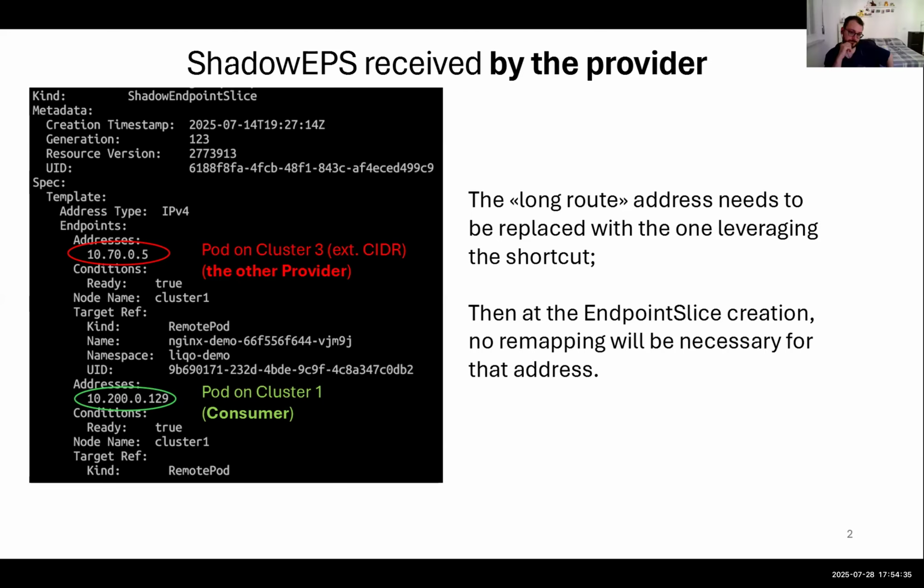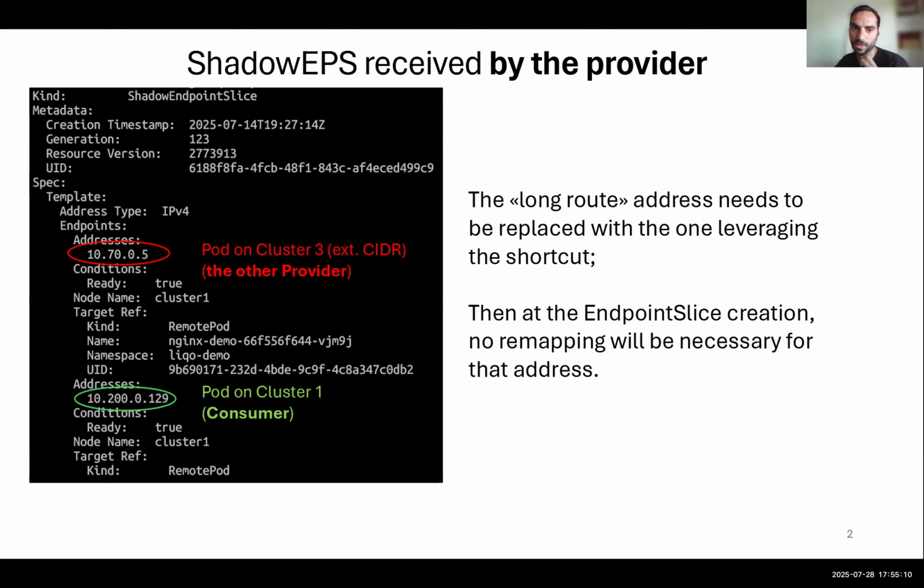I remind you that the topology is made by a consumer with two providers, which are connected by the Liqo network connect. So the red address 10.70.0.5 is the address of the pod deployed on the other side of the shortcut, on the other cluster. And this leverages the external CIDR of cluster 1, which means that the traffic will go through a long route. And we don't want this, of course.